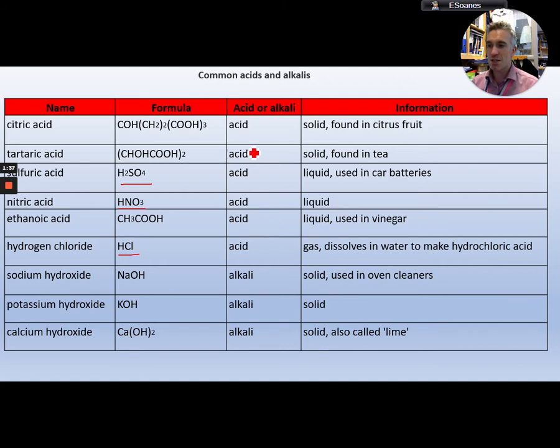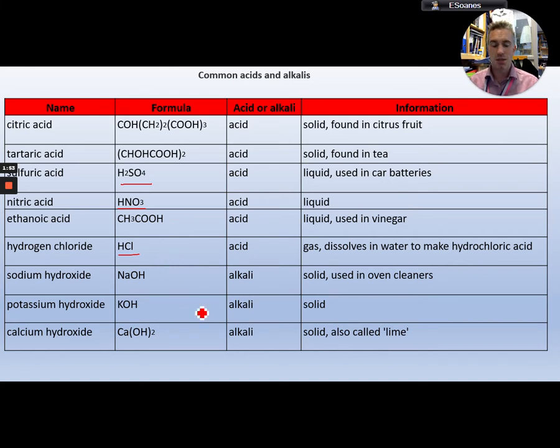Some of the other acids, the slightly less common, quite weird ones. Citric acid, COOH, CH2, 2COOH. That's a beast. Tartaric acid, ethanoic acid. Lots of H's. Strangely, this one has an OH.